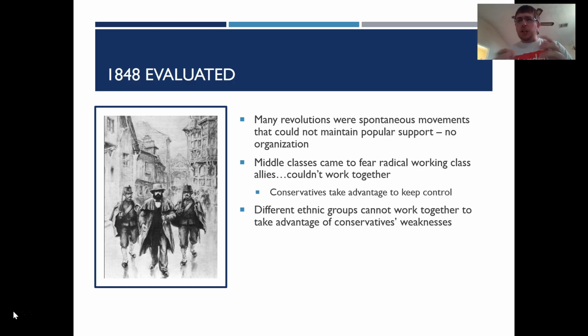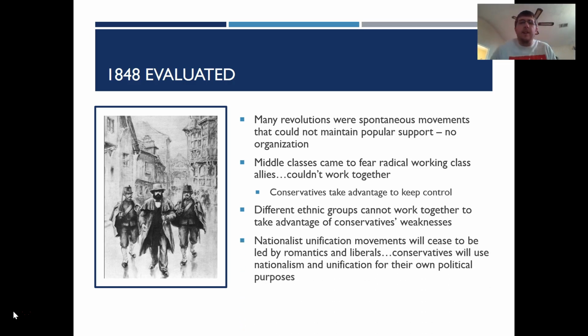You also see, especially in the Austrian Empire, that different ethnic groups cannot work together to take advantage of conservatives' weaknesses. And that, to an effect, is kind of true in Italy, too. But you see ethnicity be a dividing line in trying to break up some empires.